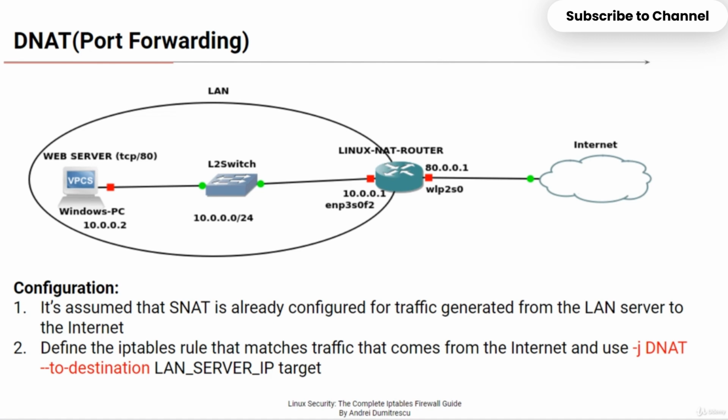Port forwarding means that users from the internet can communicate with the web server that has the private IP address. As I've already explained, they will connect to the public IP address of the router, which in turn will change the destination IP from 80.0.0.1 to 10.0.0.2 and then forward the traffic to the private web server. SNAT is assumed already configured and it's working properly, meaning that traffic from the web server to the internet clients goes through the NAT router. You can take a look at the previous lecture to see exactly how it's done.